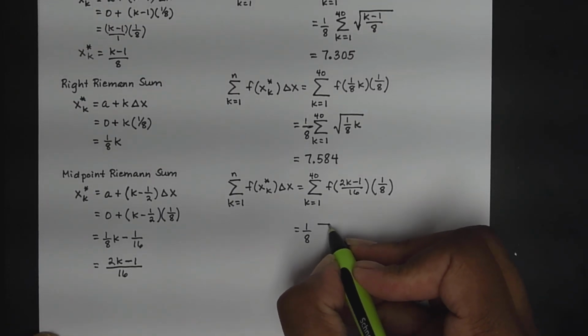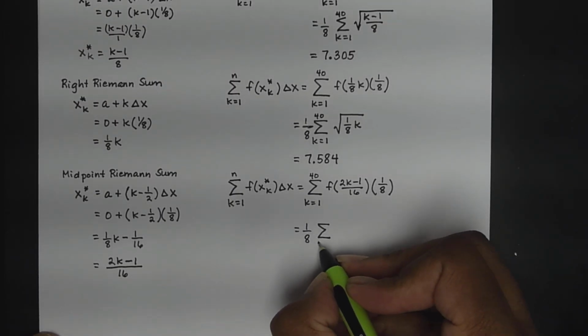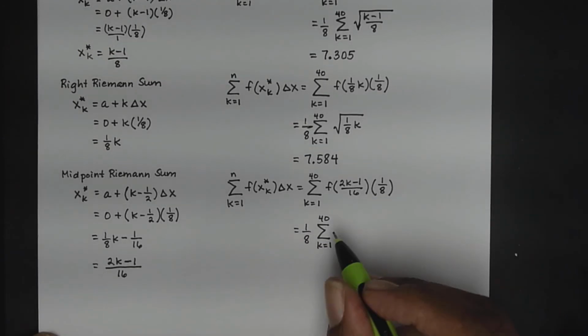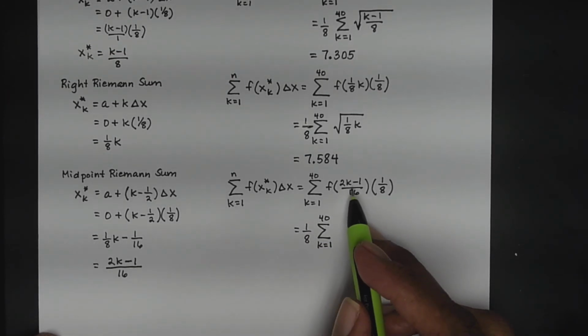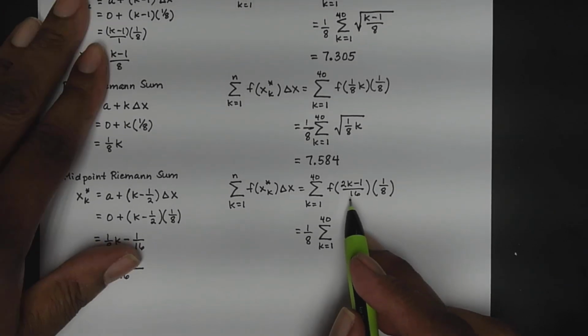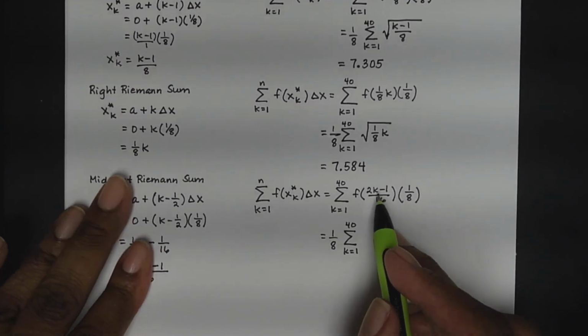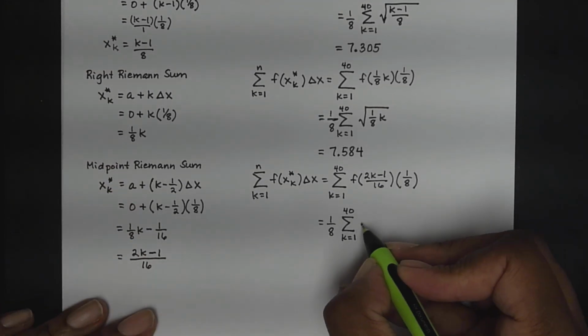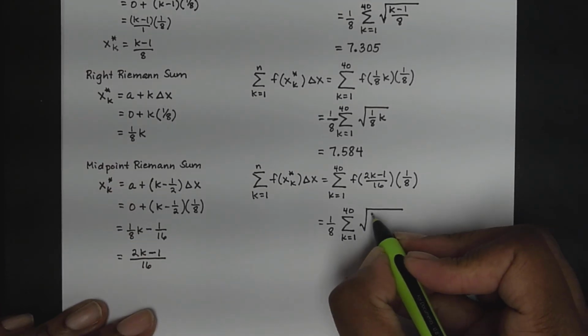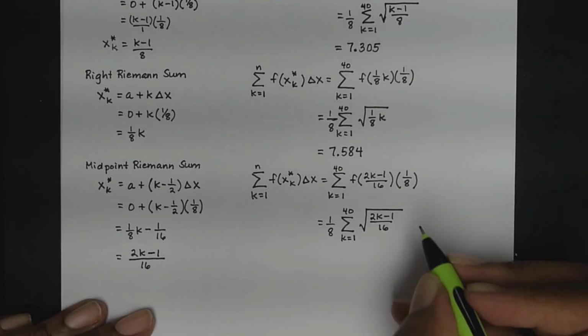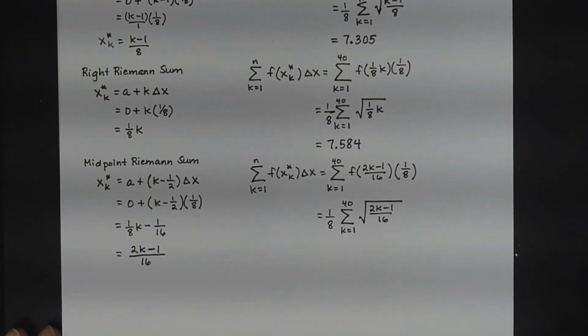So it'll be 1/8 times the summation of k equaling from 1 to 40 of, and in this case here, my f of x is still going to be the square root of x, so I'll replace the x with that 2k minus 1 over 16. So this will be the square root of 2k minus 1 over 16. The whole thing is underneath the radical.